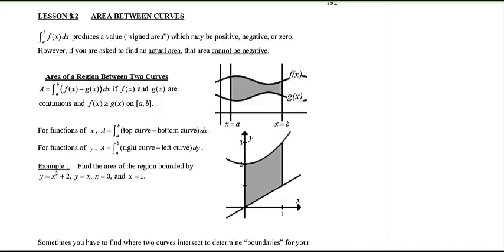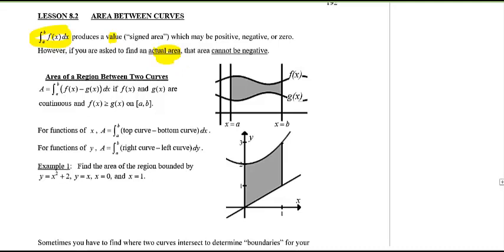Alright, this is lesson 8.2 where we're going to tackle the topic of area between curves. Now you should know this already, but the definite integral produces a value or a signed area, which may be positive, negative, or zero. However, if you're actually asked to find an actual area, that area cannot be negative. So what I want to do today is talk about something called area between curves.